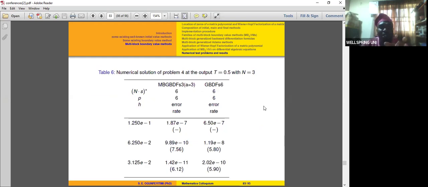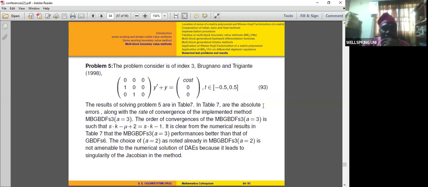For the case of multi-block generalized BDF, we compare it along with the one in Bourgain and Tigante. And we observe that as our method begins to grow in step size, it performs better than that. Then we also have the index of 3, the same thing applicable in index of 3. So the choice of A equals 2, as noted already, is not amenable.